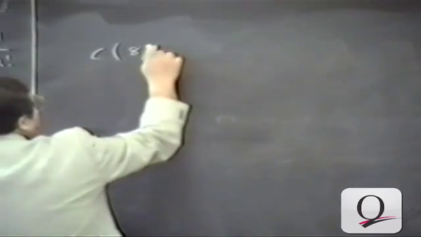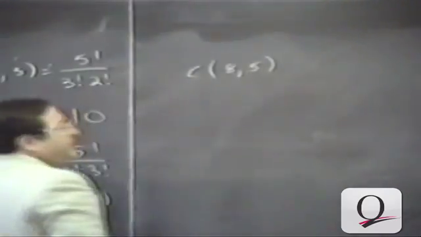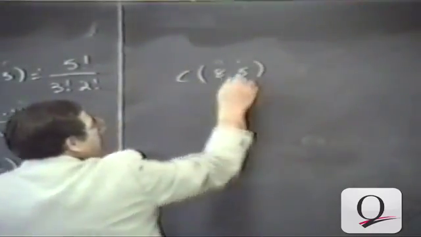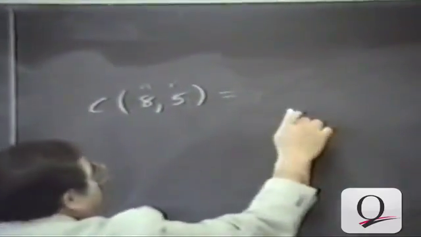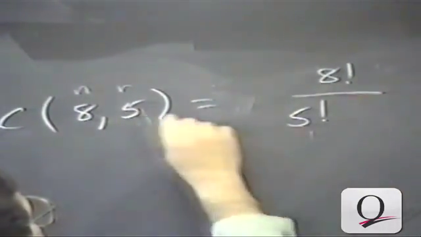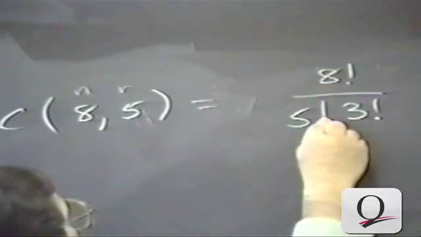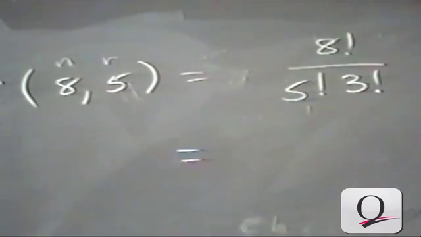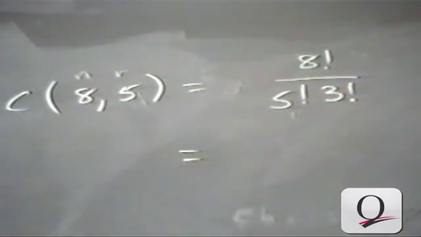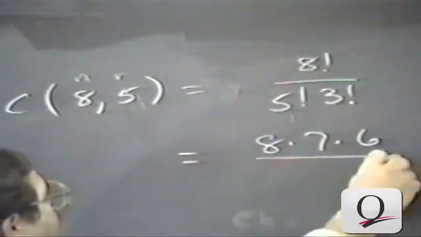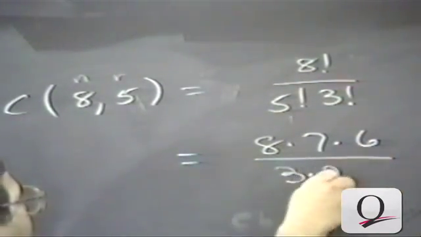Let's try one more. How much is C(8,5), say? So we have n is 8, r is 5. So it's 8 factorial over 5 factorial, 3 factorial. The 8 factorial and the 5 factorial partially cancel each other out, and you're left with 8 times 7 times 6, but you still have the 3 factorial.